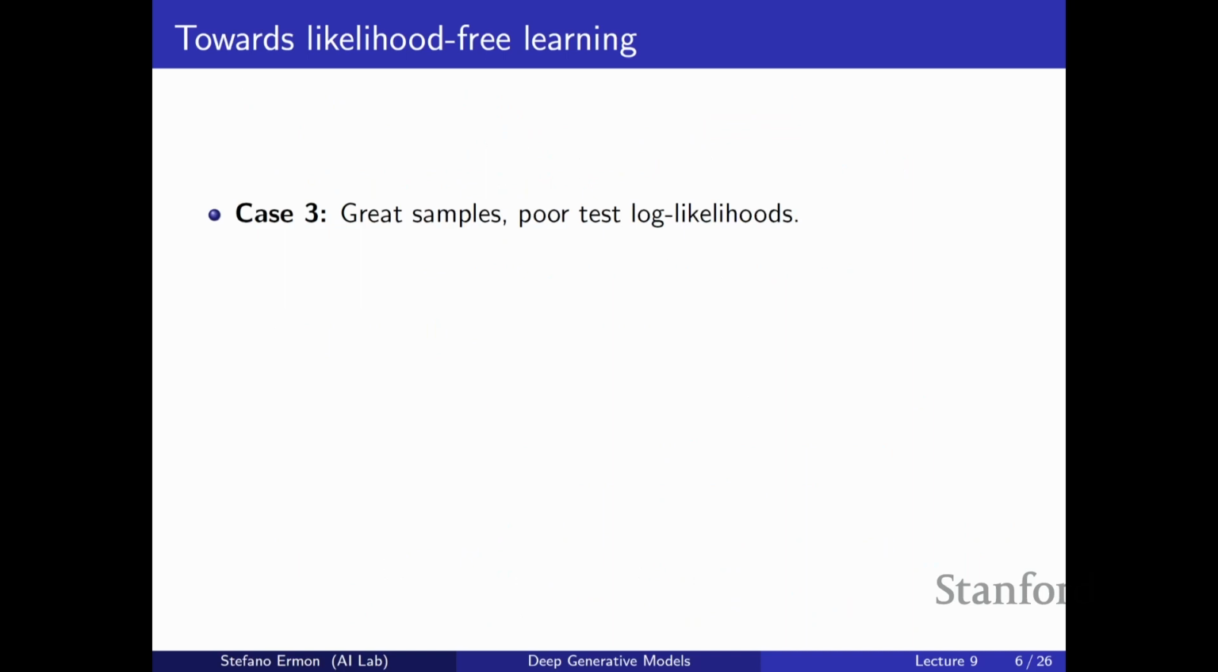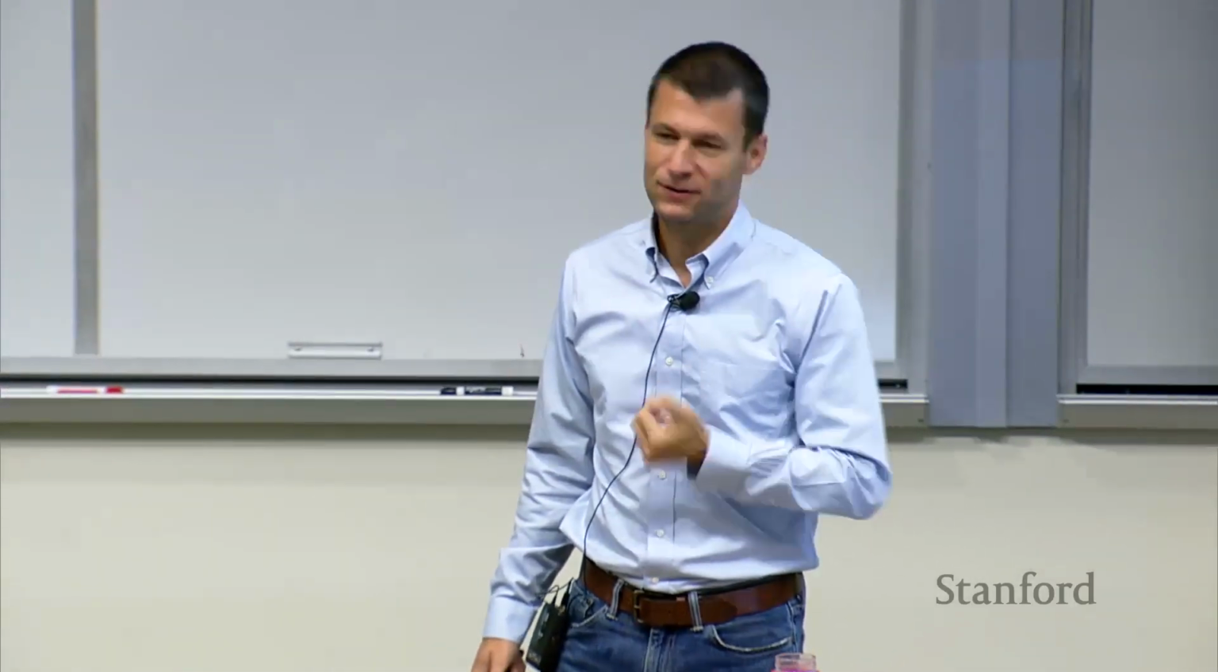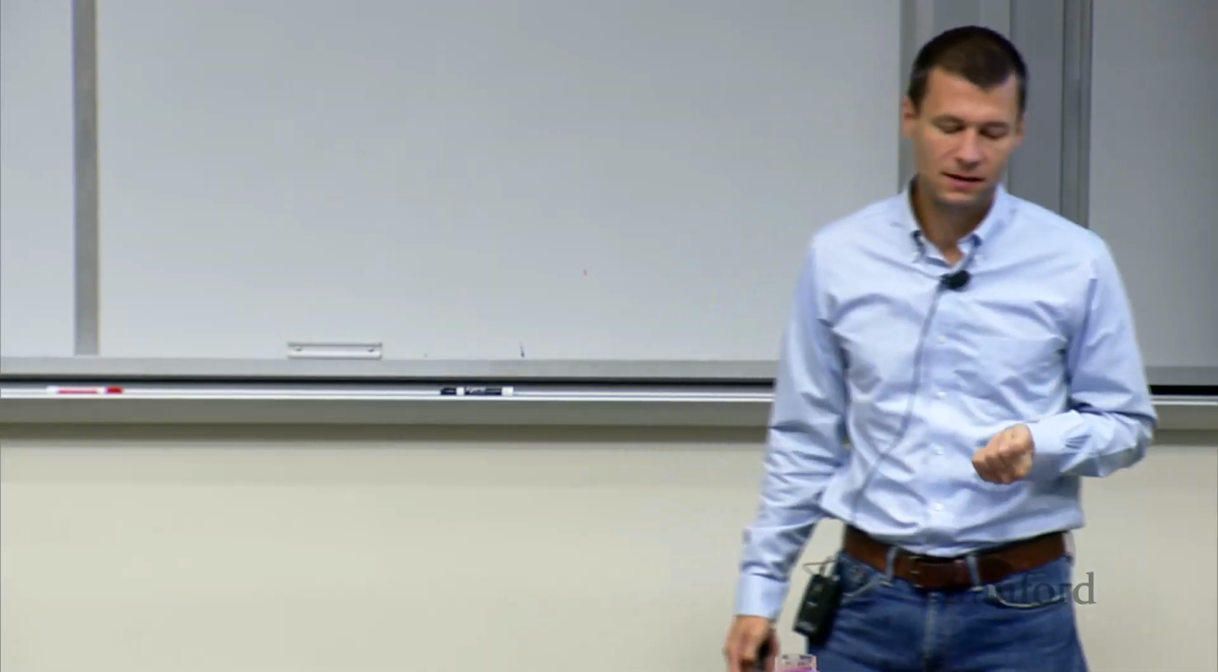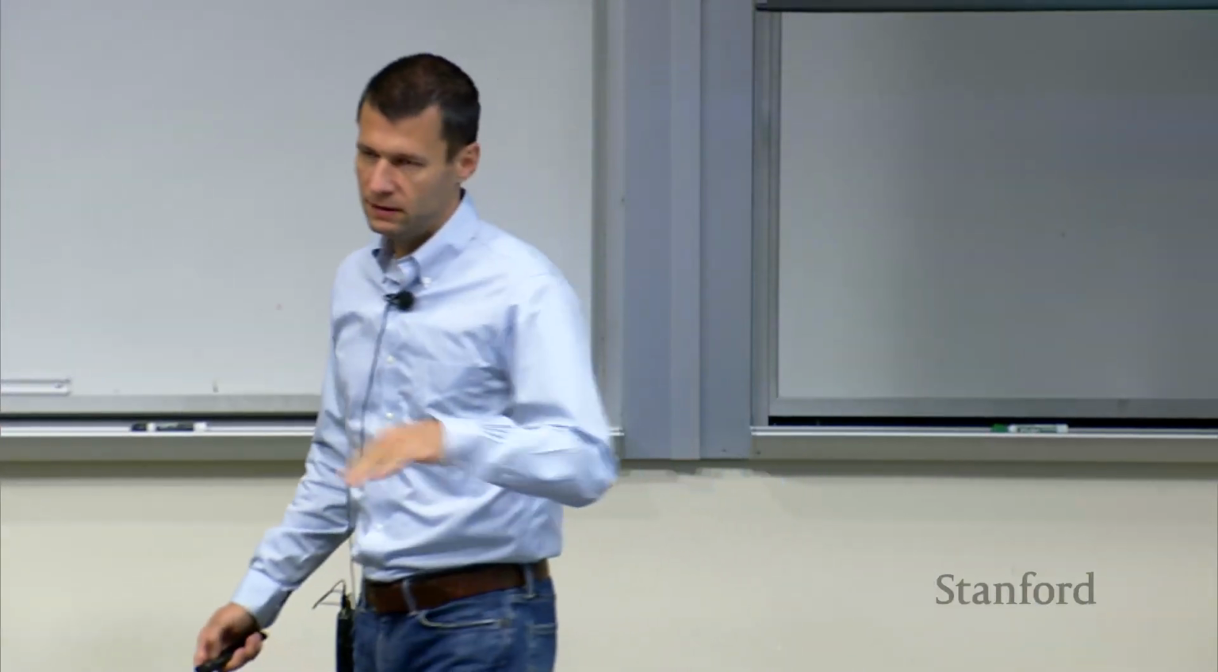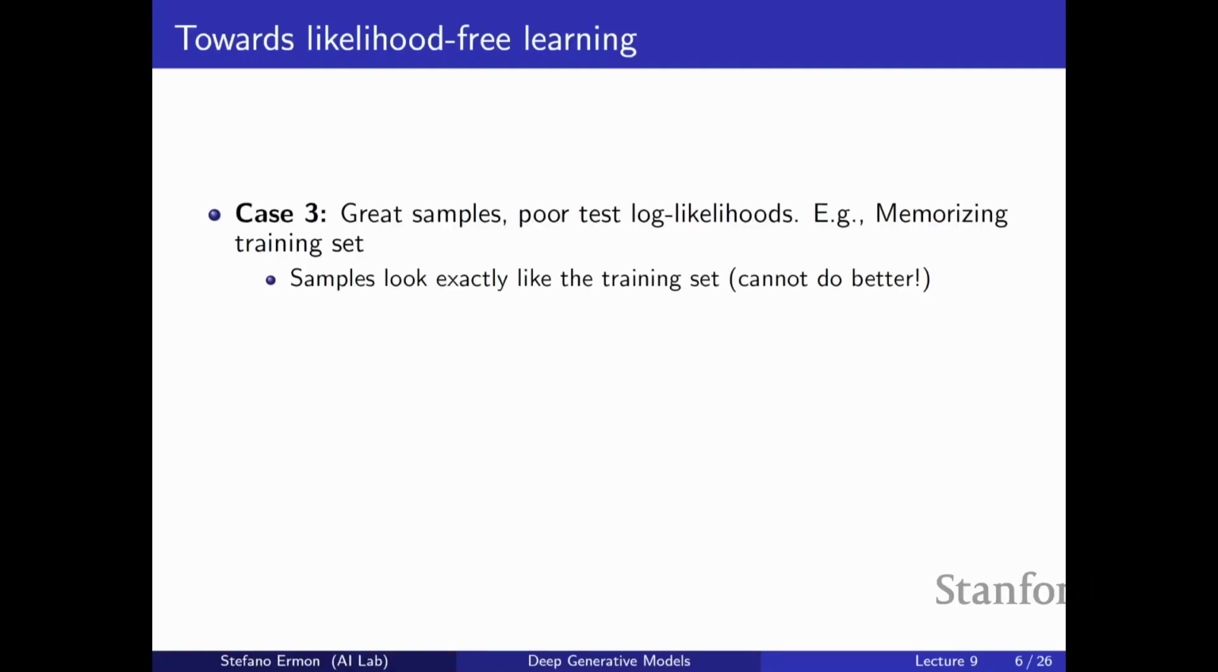And conversely, it's possible to get models that produce great samples and very bad log likelihoods. Anybody have a guess on how you could do that? Overfitting. Yeah, that's probably the simplest way to do it. Just memorize the training set. So you build a model that puts a uniform distribution over the training set. And then if you sample from this model, the samples would look great. I mean, they are by definition just training samples, so I cannot do better than that. But the test likelihood would be as bad as it gets, because it's going to assign basically zero probability to anything that the model hasn't seen during training. And so again, terrible log likelihood.